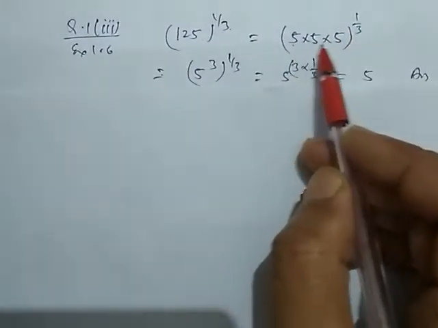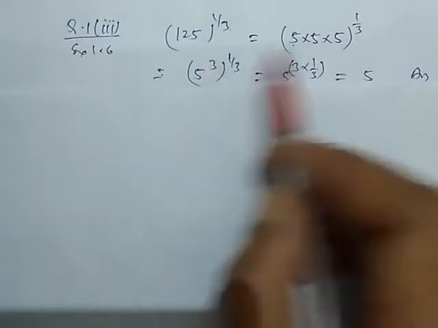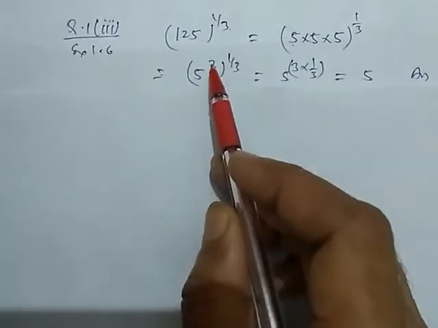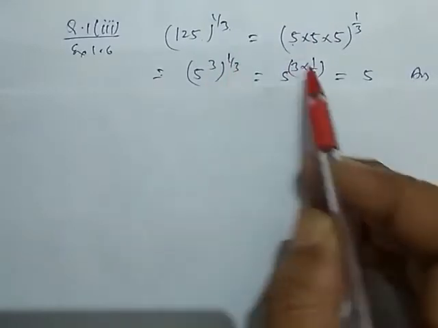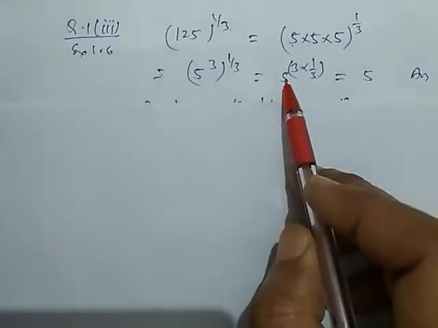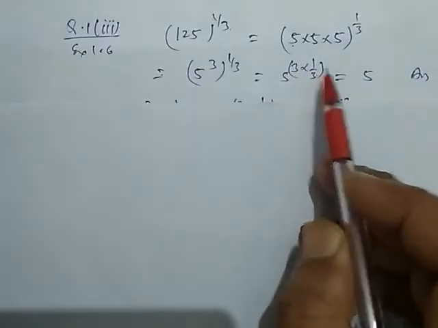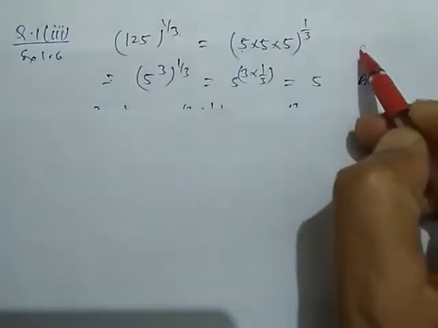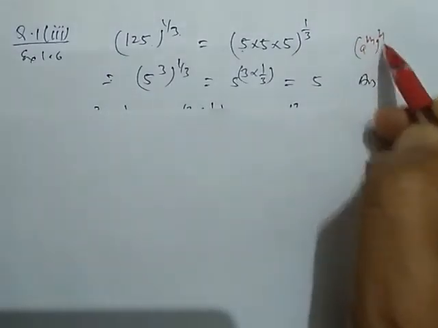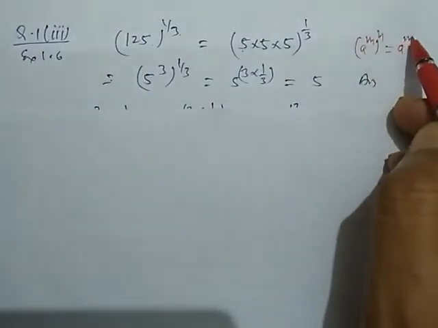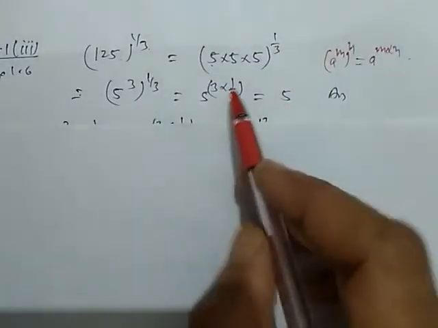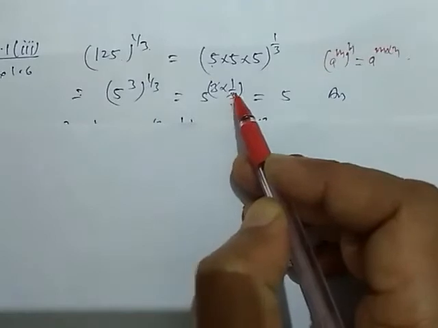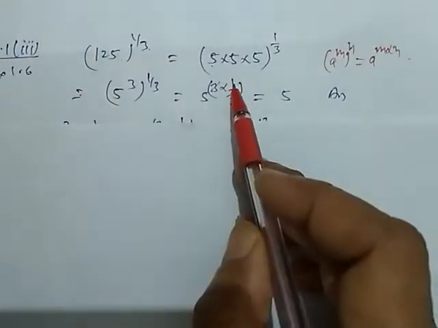Now this can be written as 5 raised to the power 3, whole power 1 by 3. So this is m and this is n, and the powers are multiplied. 5 power 3 into 1 by 3, because we use this rule: a power m whole power n is a power m into n. By this way we can solve this. So this 3 cancels out by this 3 and 1 is left. 5 power 1 means 5. This is the answer.